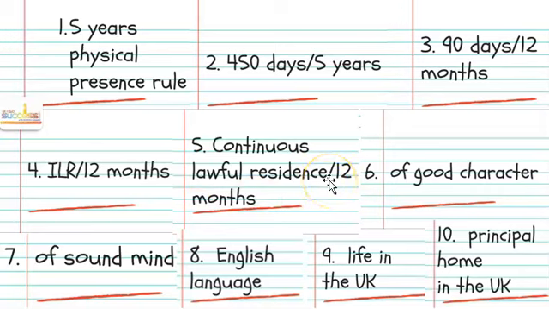And of course, if we have a Commonwealth citizen who is married to a British citizen, then they will need to meet the 3-year route requirements, which is slightly different from the 5-year route.